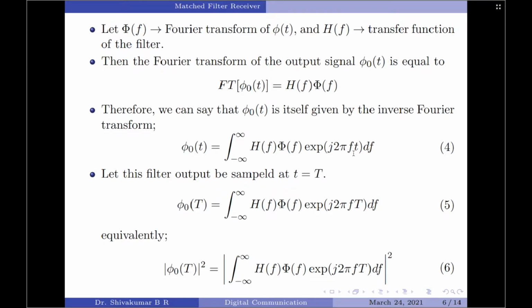Let us now continue and sample the output of this filter, which is phi naught of t, at t equals capital T. So, phi naught of capital T is equal to the integral of H of f into phi of f into exponential of j 2 pi f capital T. This is obtained by simply replacing small t in equation 4 by capital T. We can equivalently rewrite this expression by taking the square on both sides as magnitude square of phi naught of capital T is equal to magnitude square of the integral of H of f phi of f into exponential of plus j 2 pi f capital T. Now, we have found the signal power component of the SNR output equation.